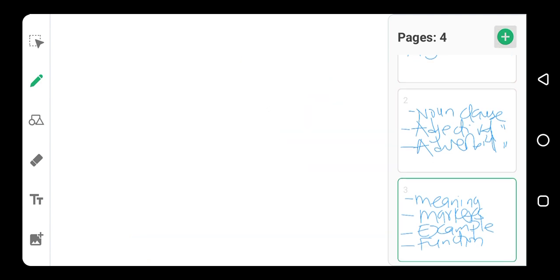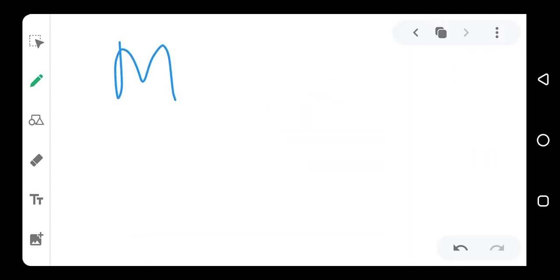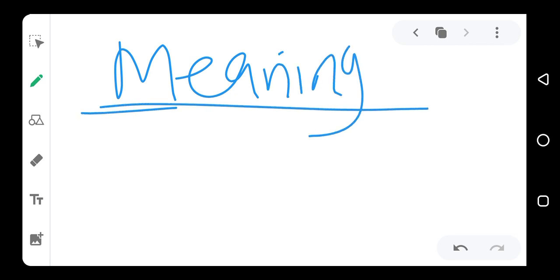Meaning: adjectival clause is just a clause that does the function of an adjective in a sentence. We defined a clause as a part of a sentence that contains a subject and a verb. When this group of words that contains a subject and a verb is performing the function of an adjective in a sentence, we call it an adjectival clause or adjective clause.